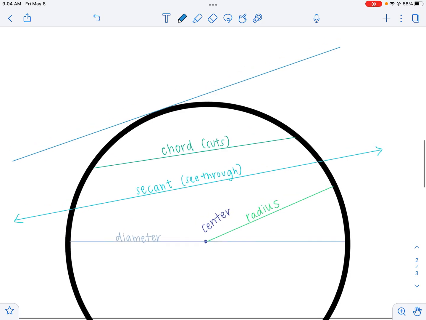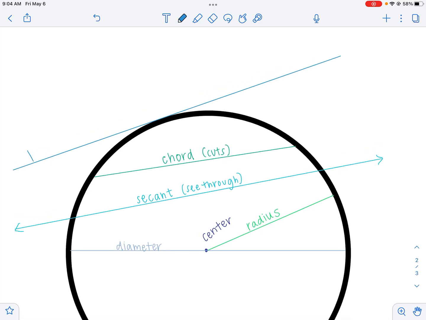It could be a line, it could be a ray, so I could do like that, make it a ray. I could make it a line, or it could be a segment. But the key thing about a tangent is that it only taps, or touches it one time. So I like to think of a tangent that it taps a circle.